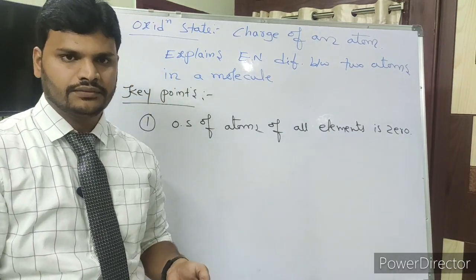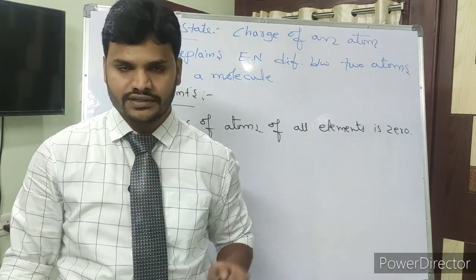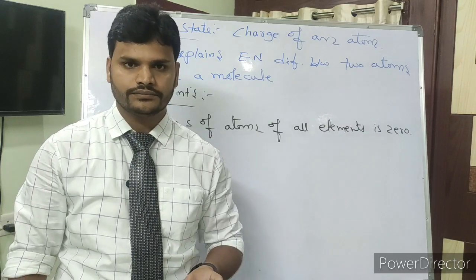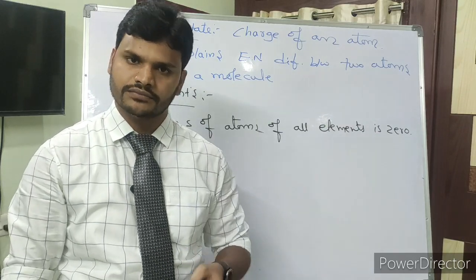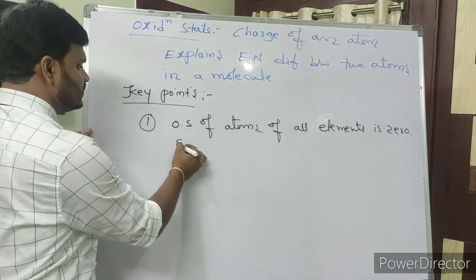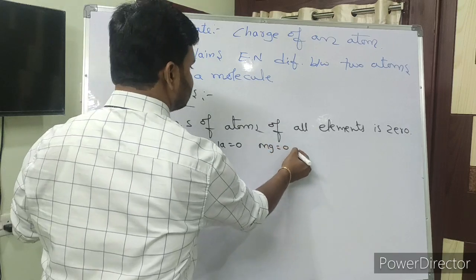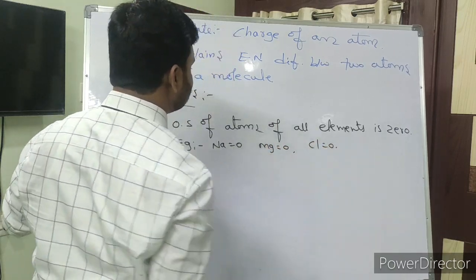Suppose in an examination you get a question like this: what is the oxidation state of sodium? The answer is 0. What is the oxidation state of magnesium? Then the answer is 0. Clear, students? That is the meaning of the first point. So examples: Na 0, magnesium 0, Cl 0, like that.